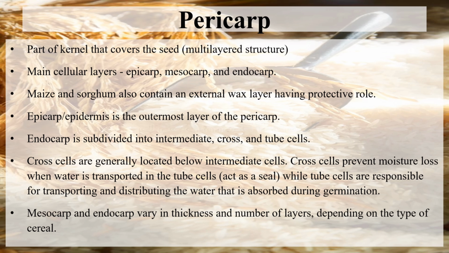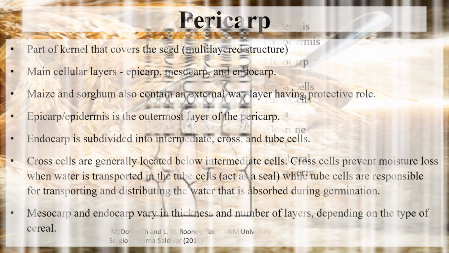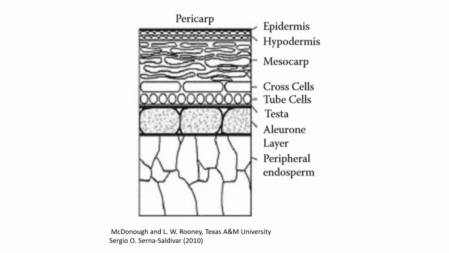Cross cells prevent moisture loss when water is transported, and the tube cells act as a seal, while tube cells are responsible for transporting and distributing the water that is absorbed during germination. Mesocarp and endocarp vary in thickness and number of layers depending on the type of cereal. Here is a diagram showing different layers of pericarp.